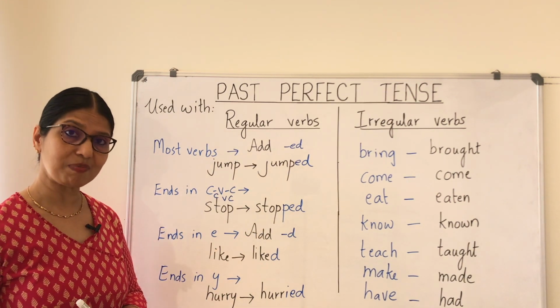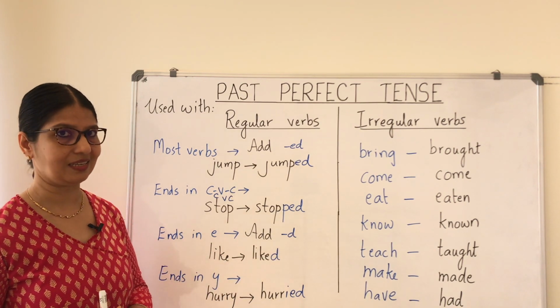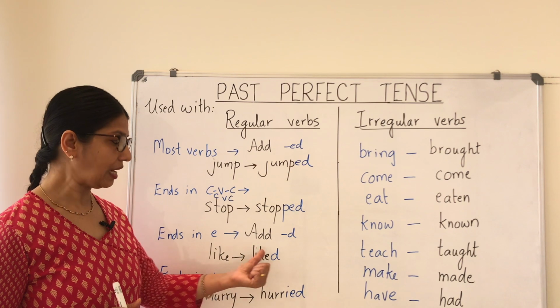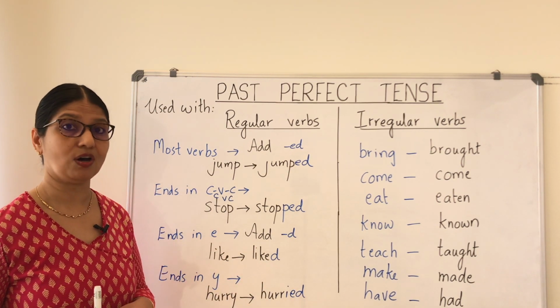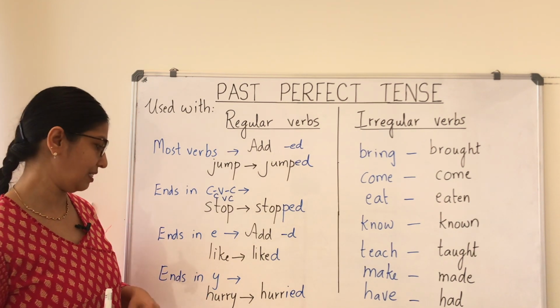And if the verb ends in an E, you just have to add the letter D. Thus, with the verb like, you add D, so you have liked. The same happens with live or with dance. It becomes danced with a single D added at the end.